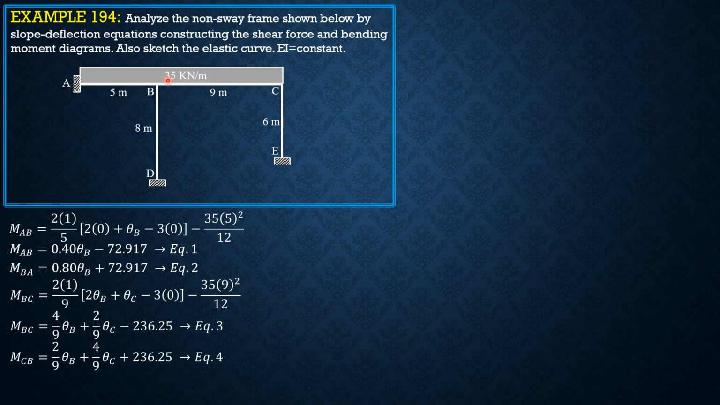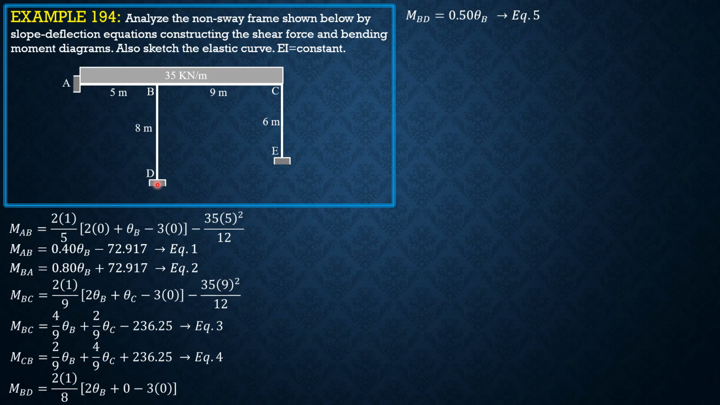Then we have to set up moment BD. Moment BD is 2 times 1 over 8, quantity 2 theta B plus theta D 0 minus 3 times 0, no side sway. There's no load, so that's the equation. Simplifying, we have 0.5 theta B, moment BD. Then call that equation 5.